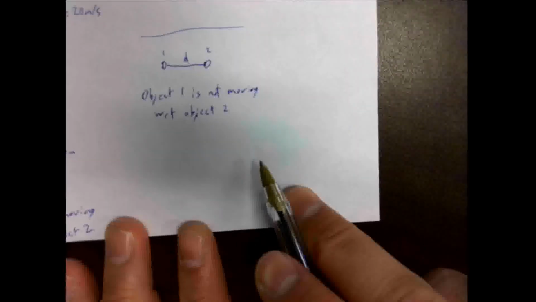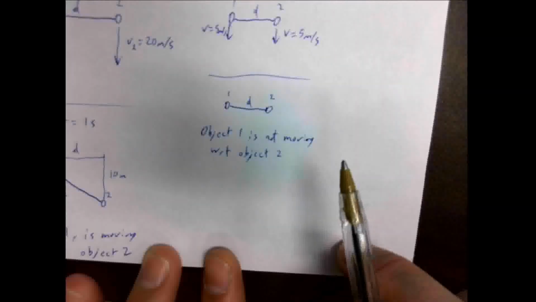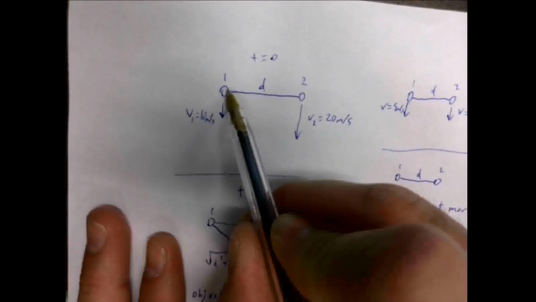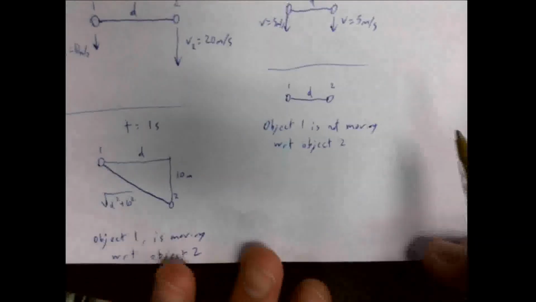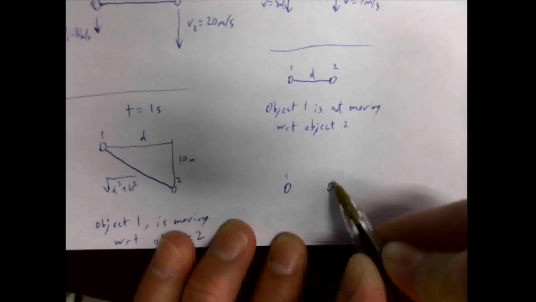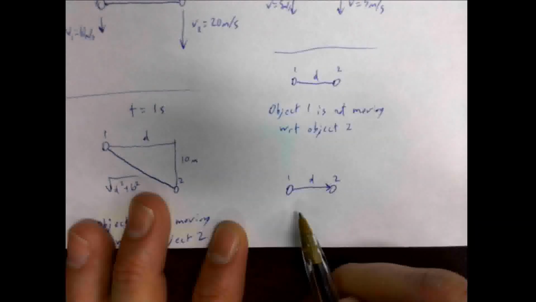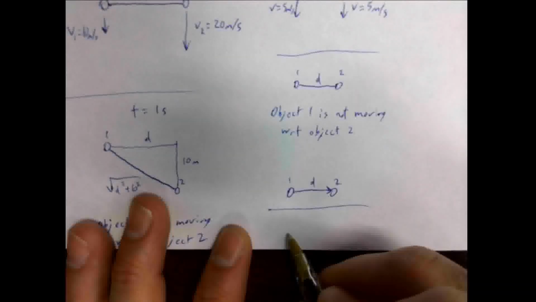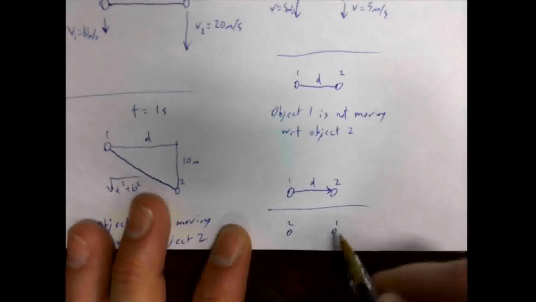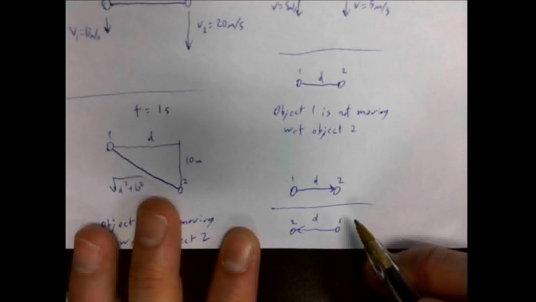Now we could have another situation where the direction of the line segment between them changes. In this case, we've been considering the direction to be from 1 to 2, from 1 to 2, from 1 to 2. If we have a situation where object 1 in our initial state and object 2 have a straight line segment of d after a specific time, and then in the second time segment they've swapped places, we can say that object 1 moves with respect to object 2.